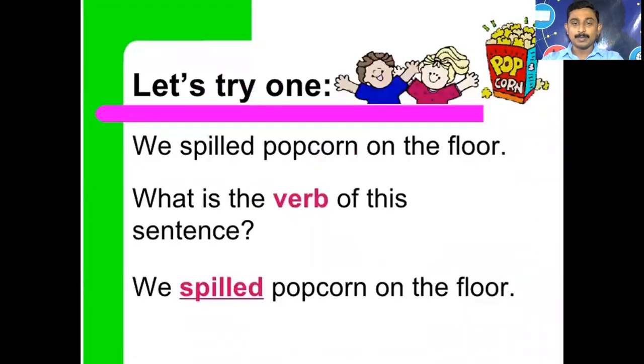Let us see another example. We spilled popcorn on the floor. Identify the verb first. The verb in this sentence is spilled. Who spilled? We get answer we. So we is the subject. What? Answer to the question what is spilled popcorn on the floor. What did we do? Spilled popcorn on the floor. So spilled popcorn on the floor is the predicate.